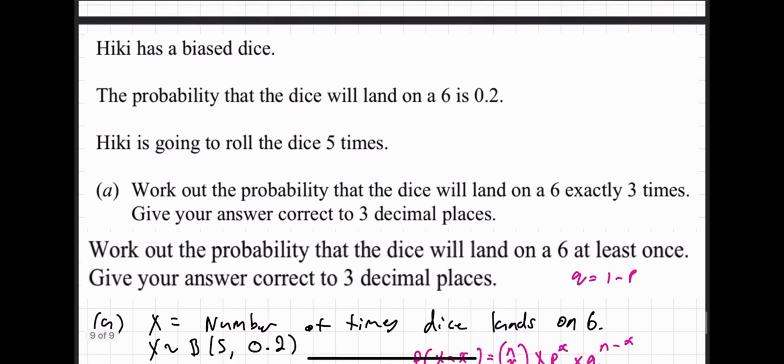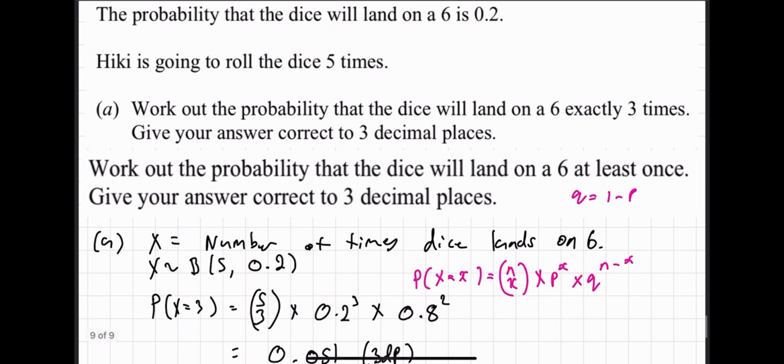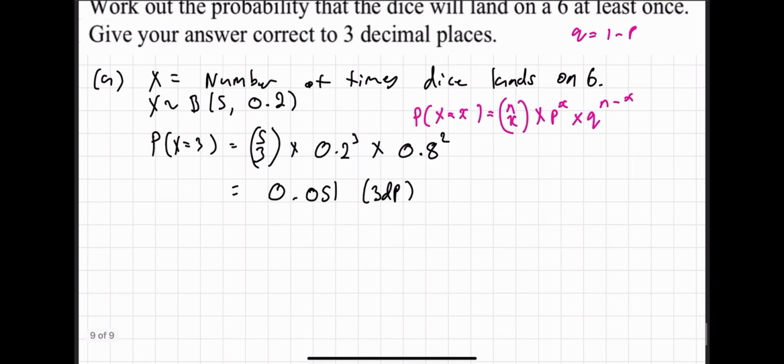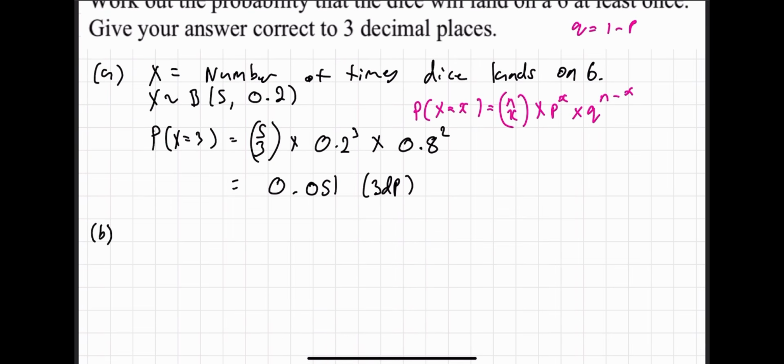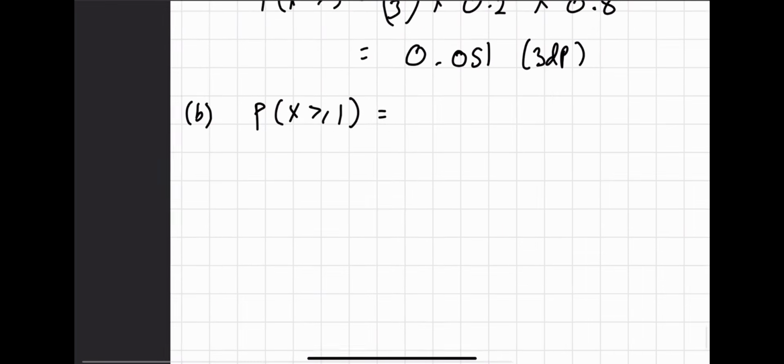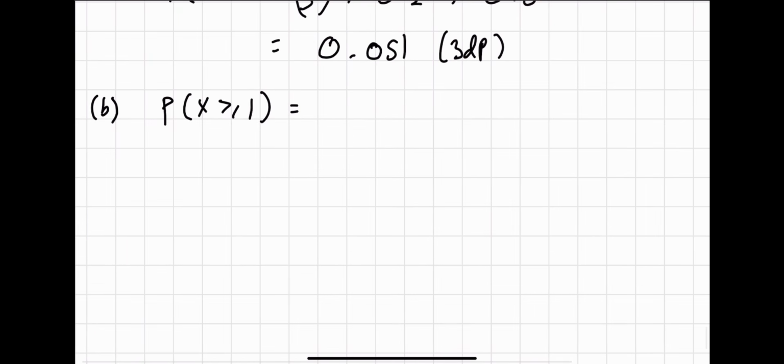What do we have then? Work out the probability that the die will land on 6 at least once. So working out the probability of x being at least once, so greater than or equal to 1. That's just the same as, what's the only thing we don't want? We don't want it to equal 0. So 1 minus the probability of x equaling 0 is what we're looking for.